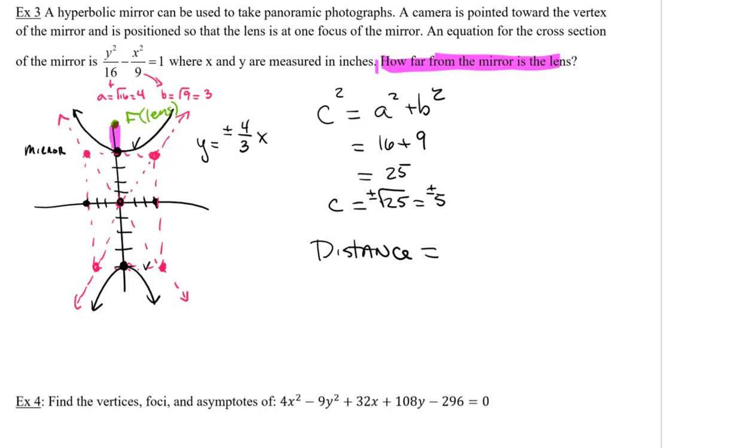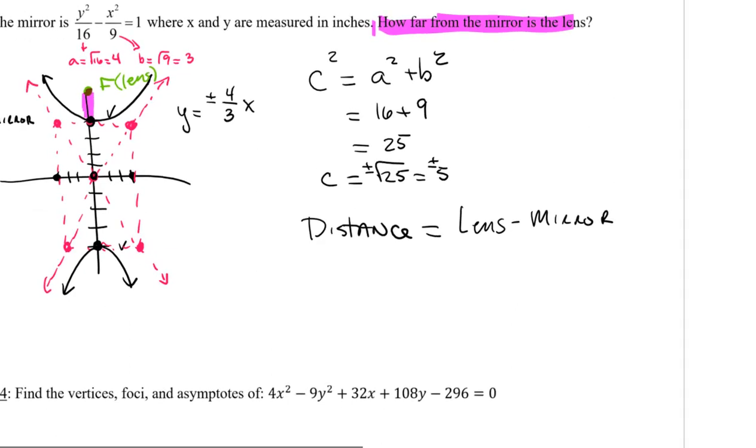Now that we've found our c value, let's go back and think about this, because they're asking how far the mirror is from the lens. We need the lens distance minus the mirror distance, however far those both are from the center. The lens is the focus, so that value is 5, and the mirror is actually our vertex. So we're going to find the distance between the focus and the vertex. The focus is 5 away from the center and the vertex is 4 away, which means the distance is going to be 1.